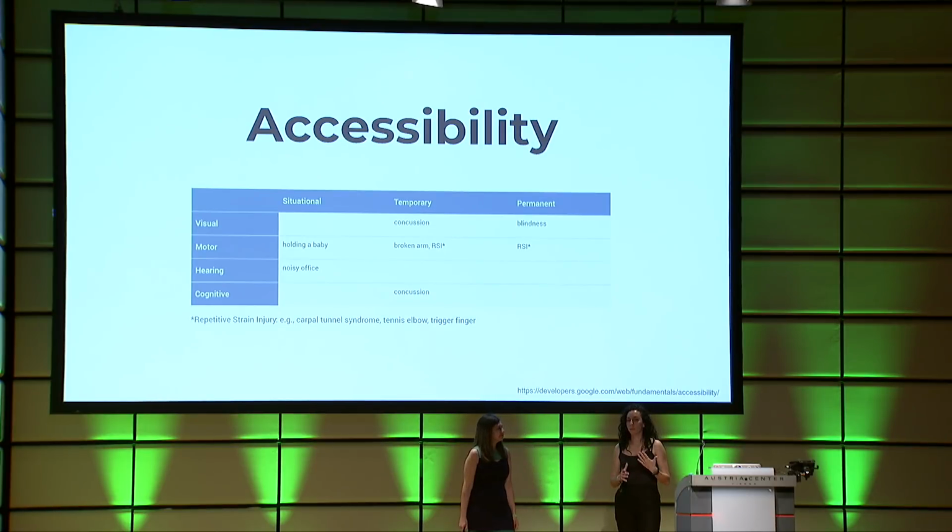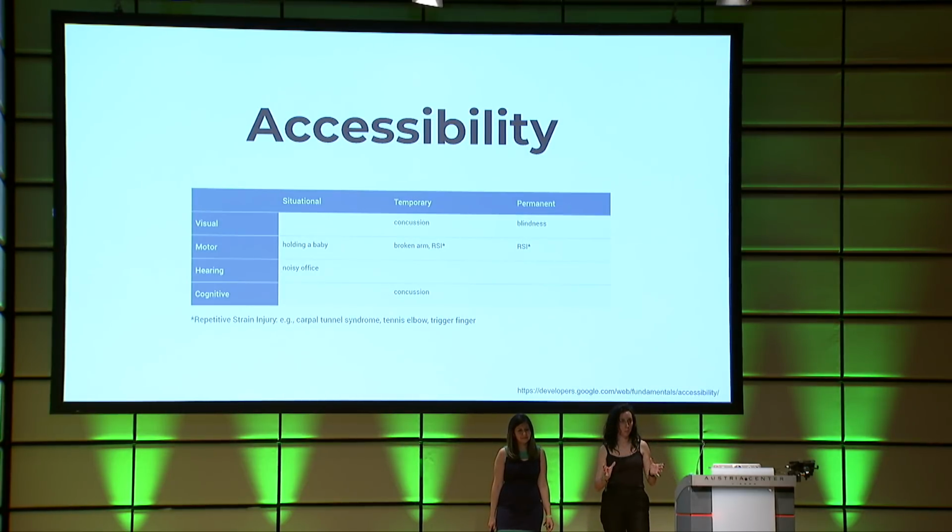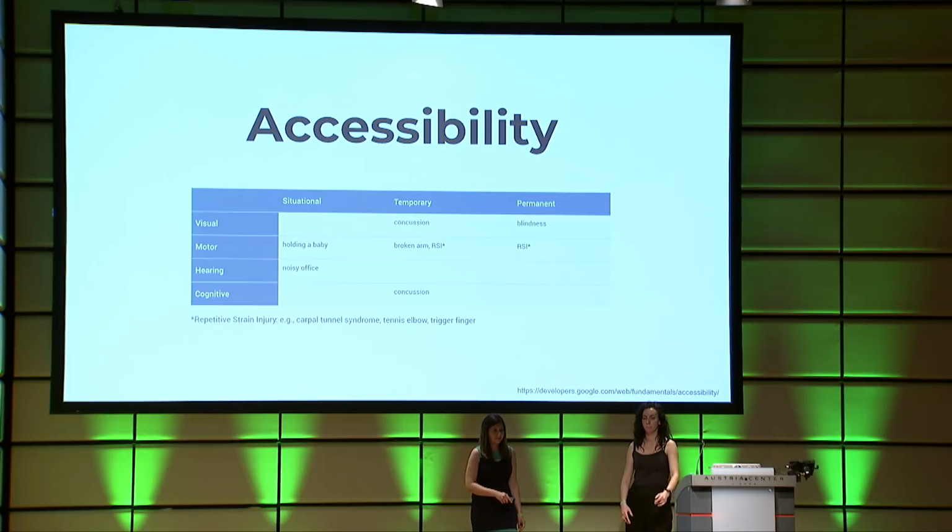If you think about accessibility, you tend to think about permanent disabilities, right? It is true that 8% of web users do use screen readers, and we need to think about that. But there are also temporary and situational disabilities which we have all the time, like holding a baby, being in a noisy office, or breaking an arm. Accessibility is really important, so please take it into account.